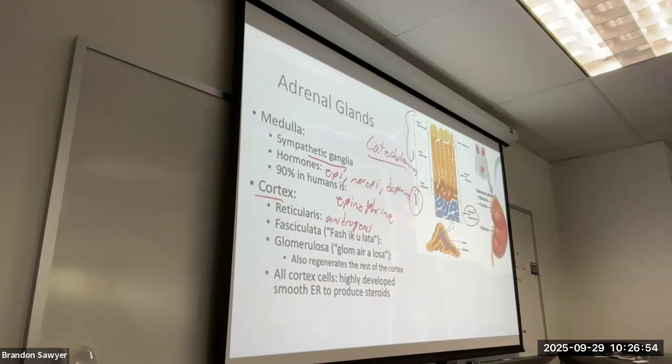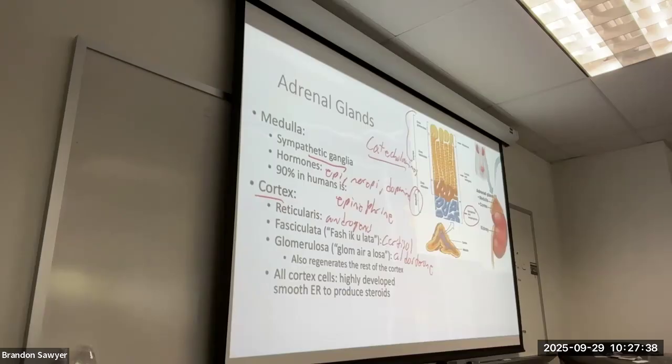We have the fasciculata, which is the zona fasciculata, which is the next part up. This is where cortisol is produced and released. And then lastly, we've got the glomerulosa. And the glomerulosa is where the primary one released is aldosterone, but we call these the mineralocorticoids. Okay, so cortisol belongs to a group of hormones called glucocorticoids, right? Aldosterone belongs to a group of hormones called mineralocorticoids that are responsible for controlling mineral levels in the body.